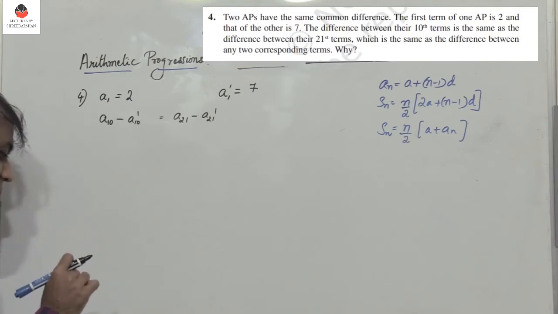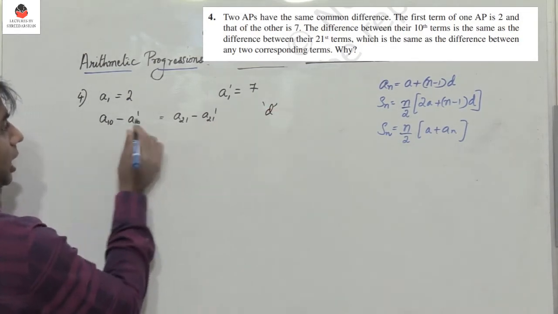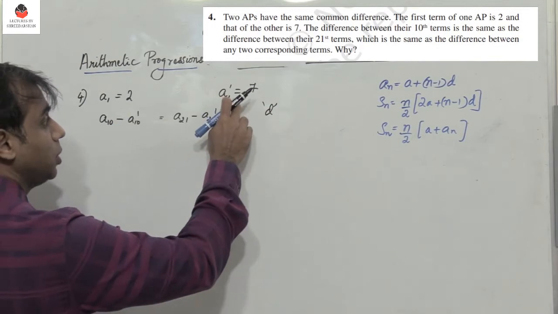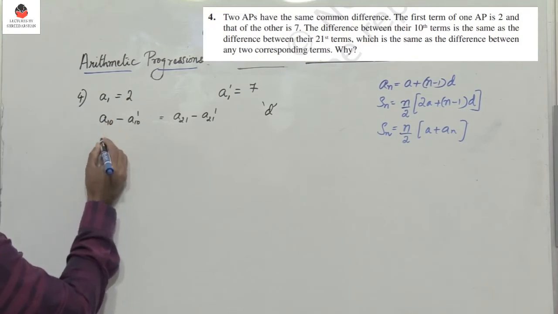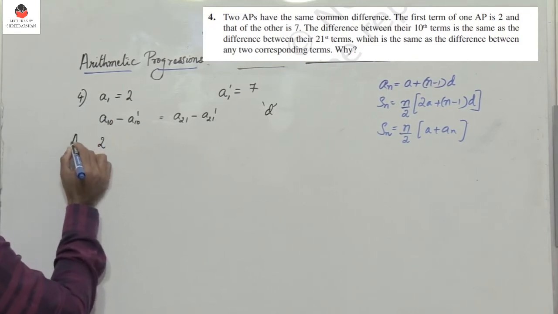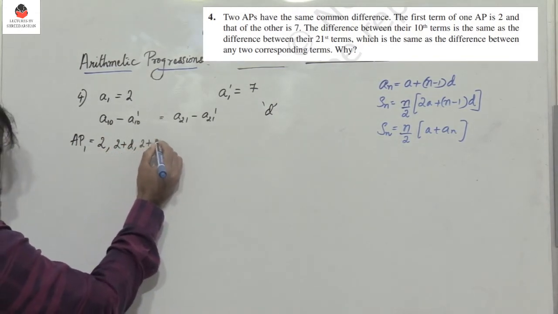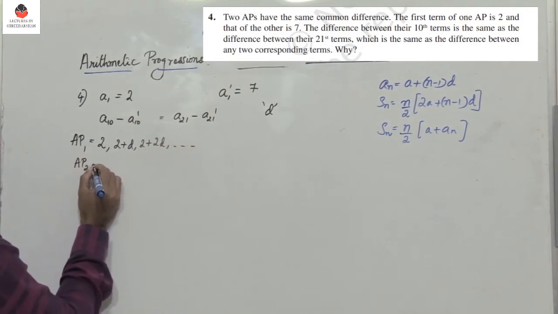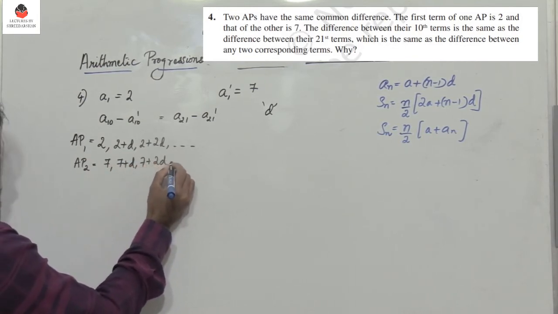So in the next statement, it has been given that it is the same as the difference between any two corresponding terms. So if D happens to be the common difference between any two corresponding terms of the first AP, D also happens to be the same common difference between any two corresponding terms of the second AP. So D is the common difference here. So for the first AP, so this is arithmetic progression 1, it is 2, 2 plus D, 2 plus 2D, and so on. For the second arithmetic progression, it is 7, 7 plus D, 7 plus 2D, and so on.